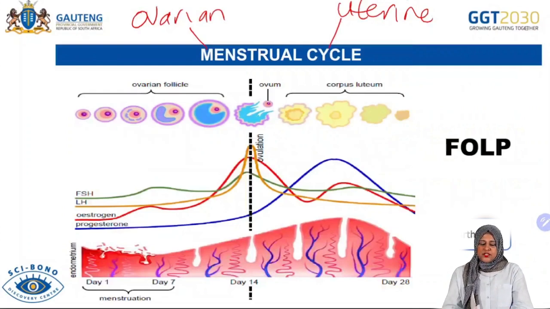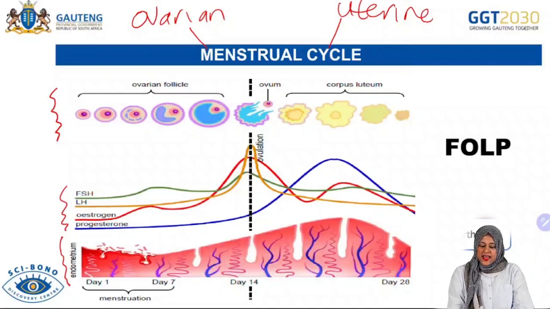So if we look at the menstrual cycle, you can see this part here occurs in the ovaries because it's the follicles that are developing. Then we have all the hormones here, and we have the uterine cycle at the bottom, which shows the endometrium and what is happening in the uterus. So there's various places that these processes are occurring. As we said, the ovarian cycle is occurring in the ovaries. Then we look at these graphs.